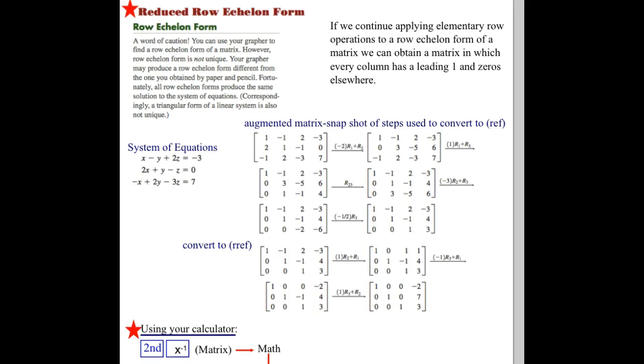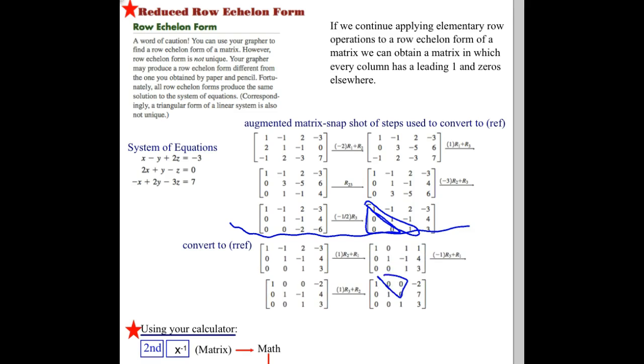What you see in this slide, we just did all of this. All of these steps you see above the blue line were what we just did. We got it into row echelon form, where you have a diagonal of 1s here, and these are all zeros underneath.